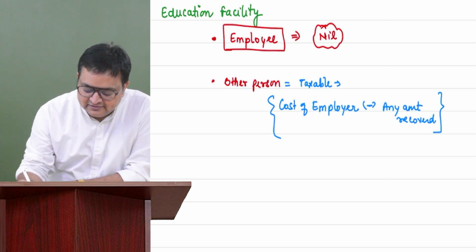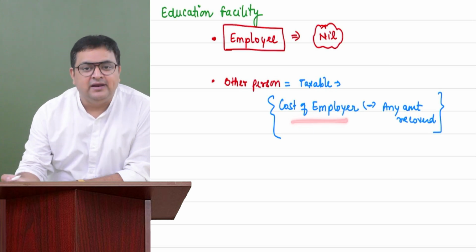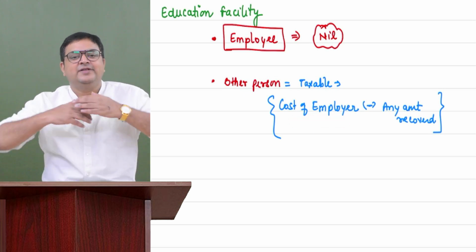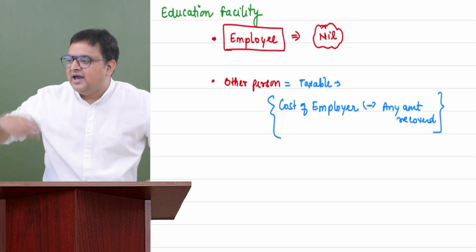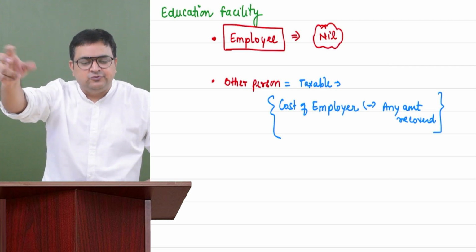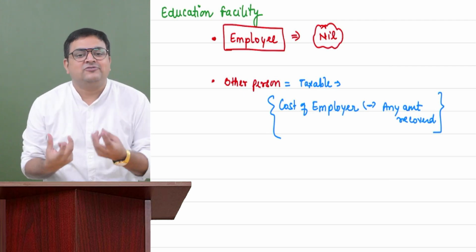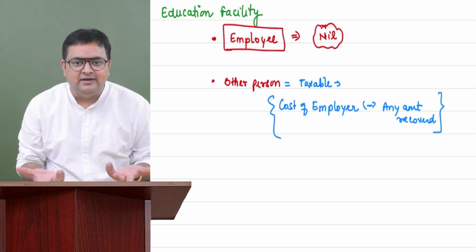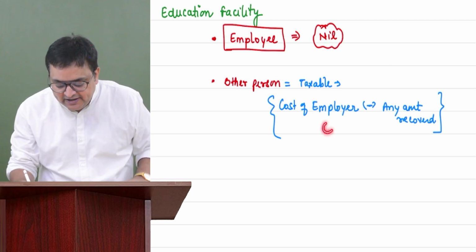So in that case, the cost to the employer might be nil, right? Why might it be nil? See, if there are hundreds of students sitting in a class, and one boy or one girl, one student comes and sits in the class, what is the extra cost which the employer is incurring? Might be nil.